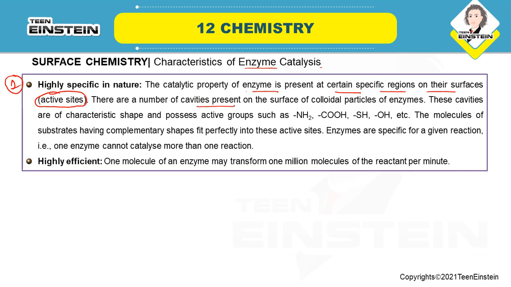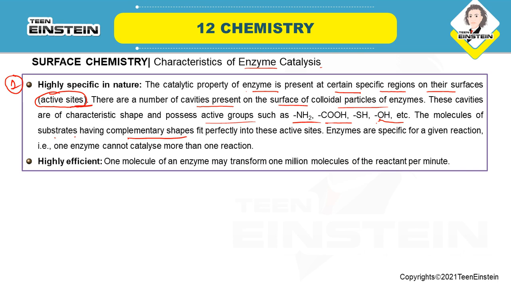There are a number of cavities present on the surface of the colloidal particles of enzymes, and these cavities have a characteristic shape. And look at these groups: NH2, CO2H, SH, OH, that is amine, carboxylic acid, thiol, alcohol. All these groups are present at the active site, so you can call them active groups. The molecules of the substrate, that is the starting material, have a complementary shape so that they can fit perfectly into these cavities.